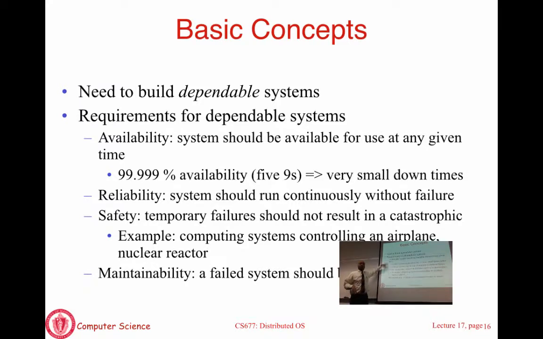In this context, we'll talk about several different metrics. One is availability. Availability says the system should be available for use at any given time. That's simply a metric saying, when any user accesses the system, is it up or not? Availability is measured in terms of percentage. So here is a system that is 99.999% available. This is also referred to as 5 nines of availability. If you're 99.99% available, that's 4 nines. If you're 99.9% available, that's 3 nines of availability.